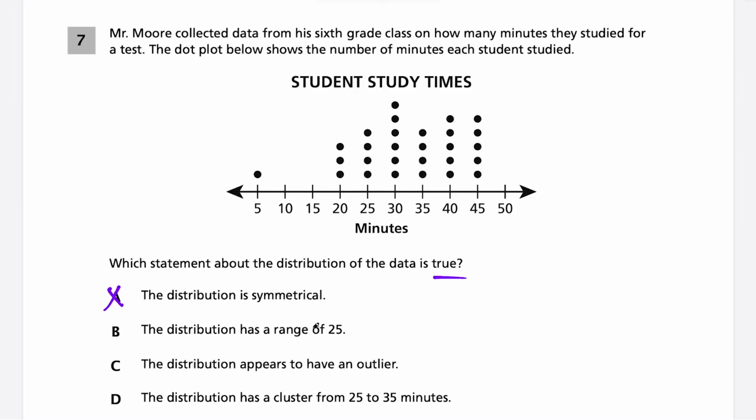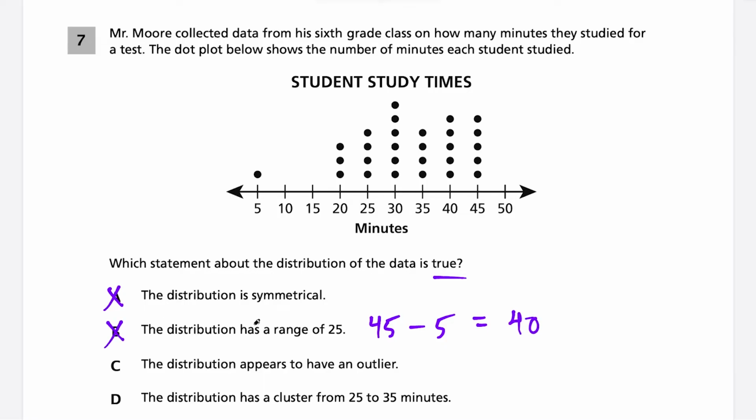Choice B, the distribution has a range of 25. So you take the biggest value in the dot plot, and the biggest value where there is actually an entry is 45, and you subtract the smallest value, which is 5, and this distribution actually has a range of 40, not 25. So B is out.